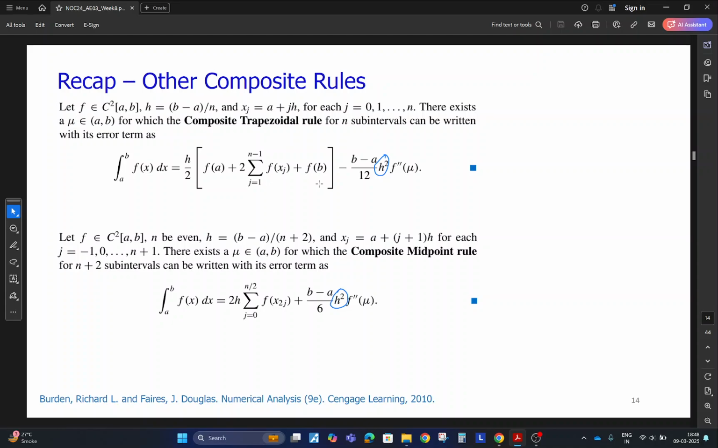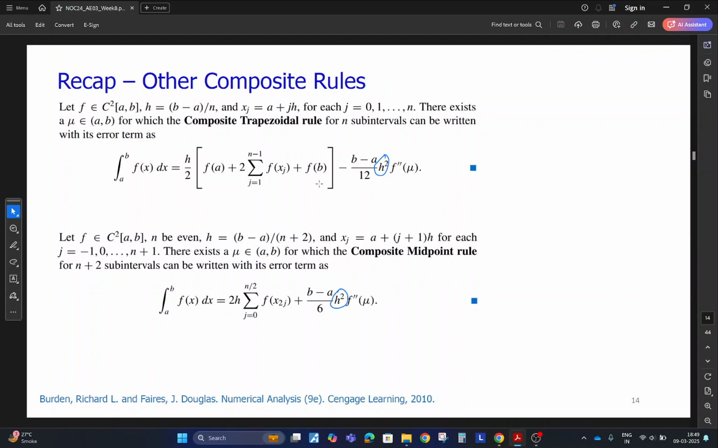Then there exists a quantity mu belonging to the open interval (a, b), for which the composite trapezoidal rule for n subintervals can be written with its error term in the following fashion: integral from a to b of f(x) dx equals h by 2 times [f(a) plus twice the summation j equals 1 to n minus 1 of f(xj) plus f(b)] minus the error term, which is (b minus a) by 12 times h squared times the second derivative of f evaluated at mu.